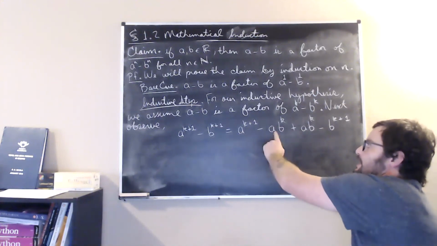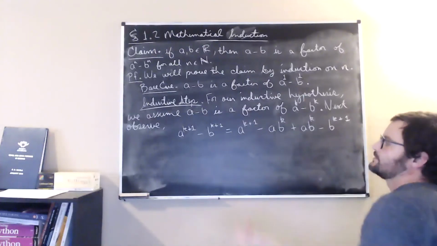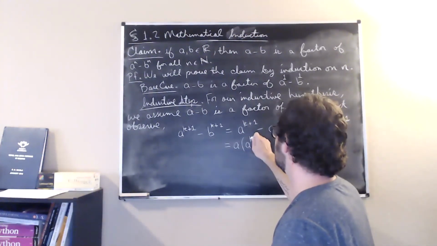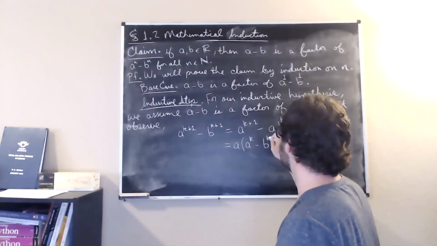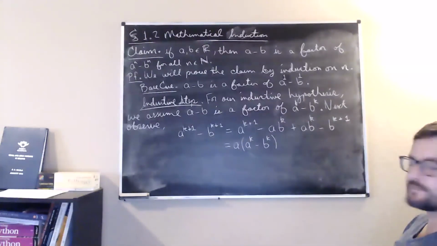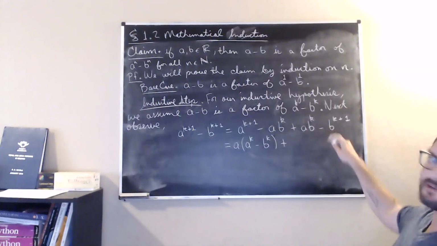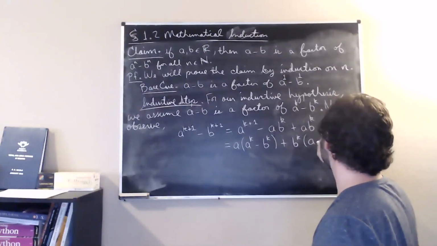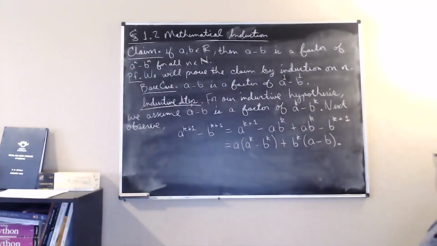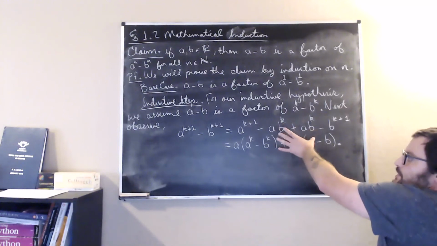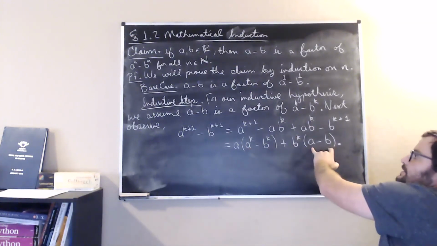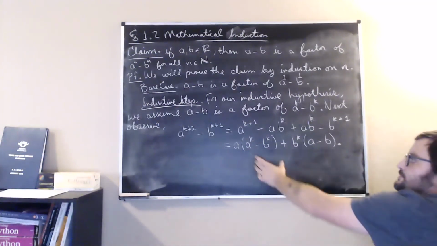But now if I factor out A from here, I get A times A to the power K minus B to the power K. And over here, I can factor out a B to the power K, and I'm left with A minus B. Does that make sense? All I did was add 0 in such a way that I could use the inductive hypothesis. A minus B is a factor of that, and A minus B is clearly a factor of this. So A minus B is a factor of both of these pieces.